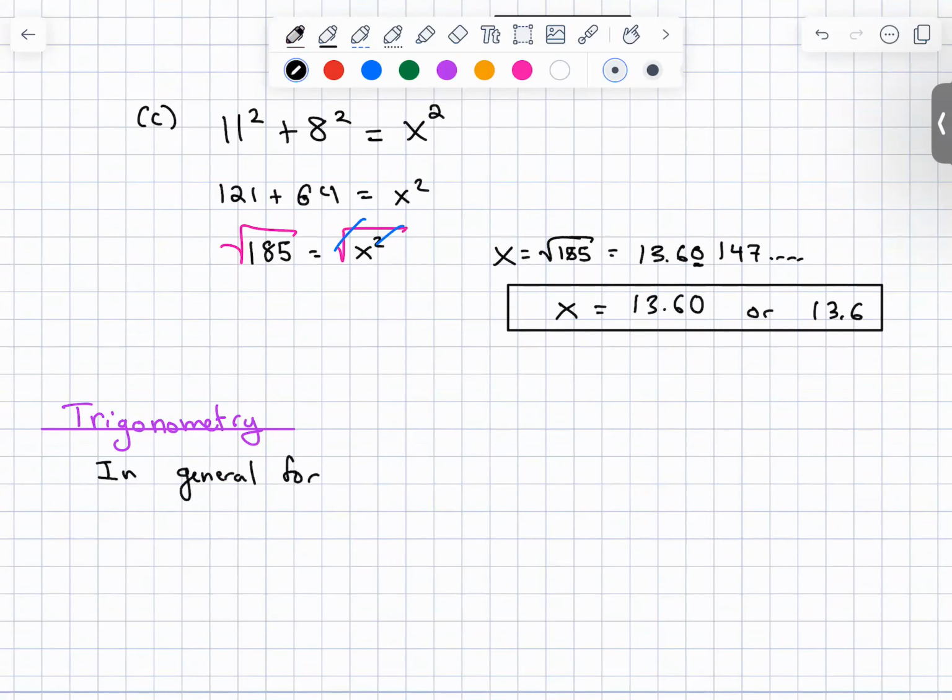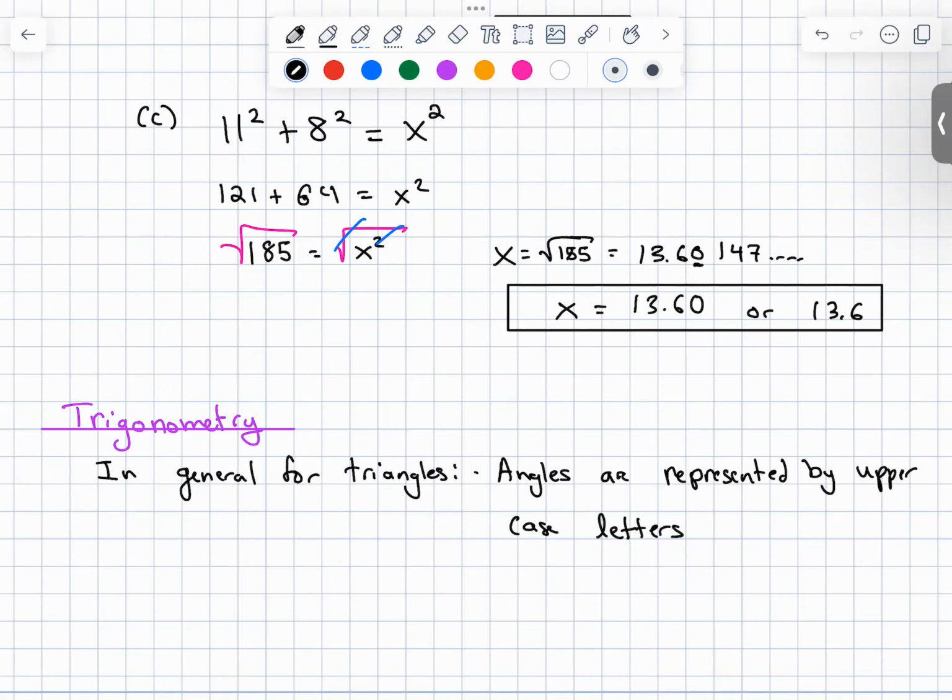In general, for triangles, angles are represented by uppercase letters and side lengths are represented by lowercase letters.